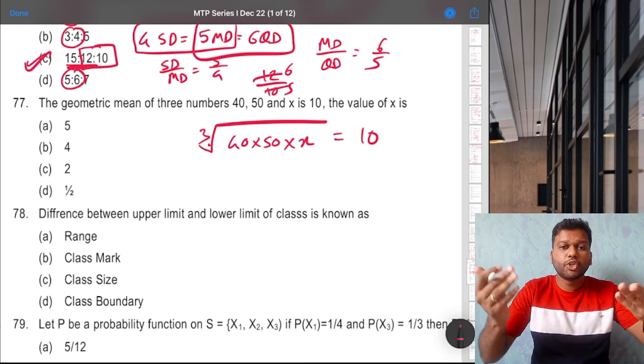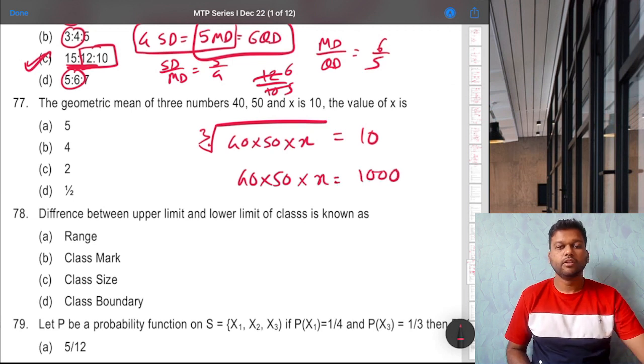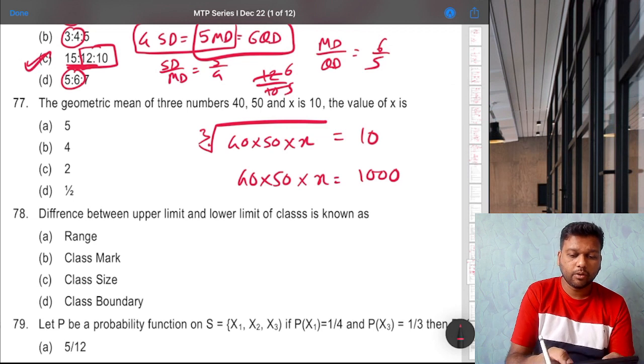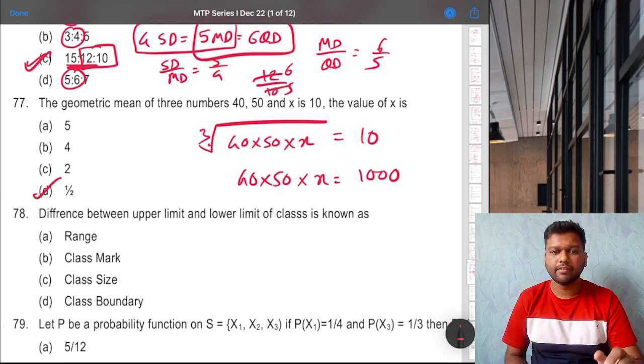Okay. So let's take the cube of both sides. So the cube root will be removed. 40 into 50 into X is equal to 10 cube. 10 cube is 1000. So let's divide by 40 and 50. So 1000 divided by 40 divided by 50. That gives us 0.5. 0.5 means D is the correct answer for 77.